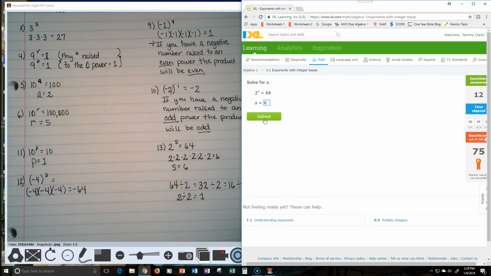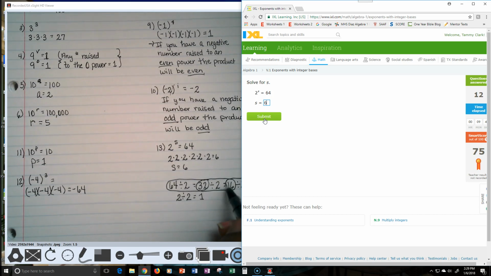How many times do I have to divide my product here by my base to get to 1? So 64 divided by 2 gave me 32. Then I took 32 and divided it by 2, and it gave me 16. I took 16 and divided by 2, and I got 8. Then I took 8 and divided by 2, and I got 4. Then I took 4 and divided by 2, and I got 2. And then I finally took 2 and divided it by 2, and I got 1. So even if you count the loops, 1, 2, 3, 4, 5, 6.